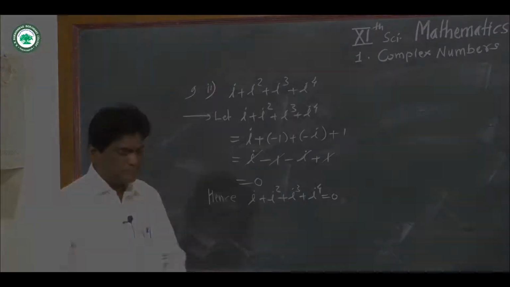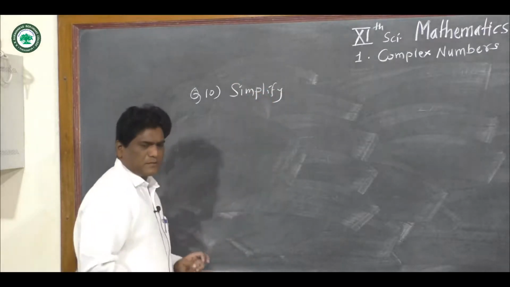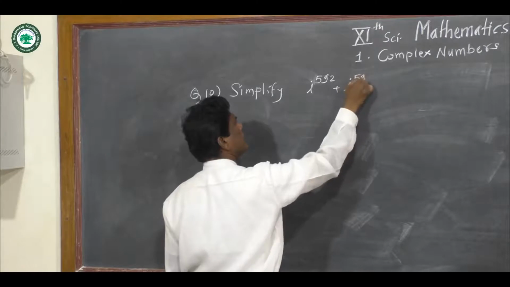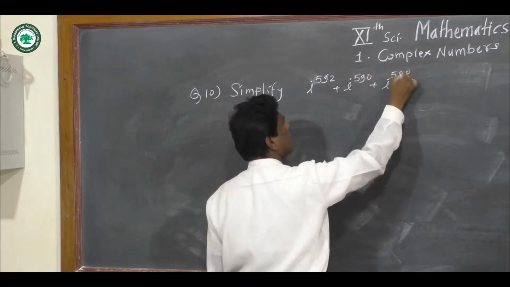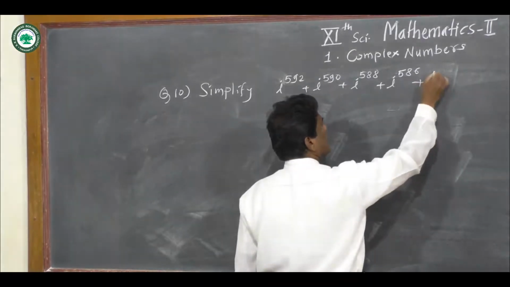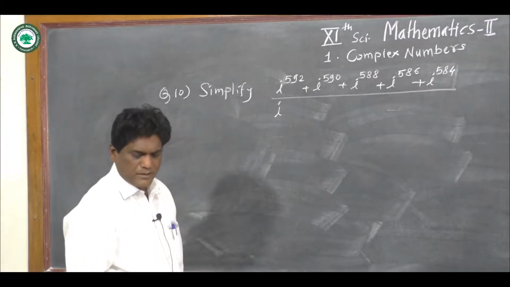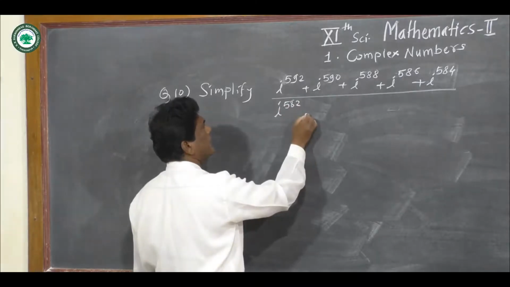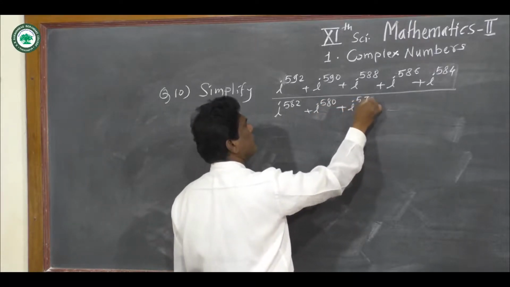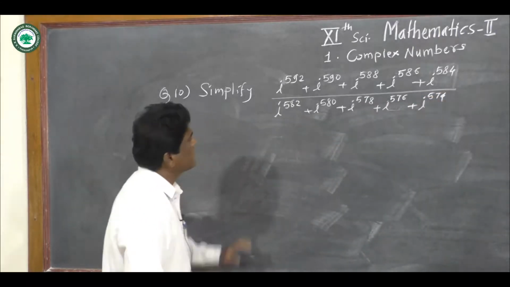Now question number 10: simplify (i^592 + i^590 + i^588 + i^586 + i^584) divided by (i^582 + i^580 + i^578 + i^576 + i^574). We have to simplify this, meaning we have to find the value of this.